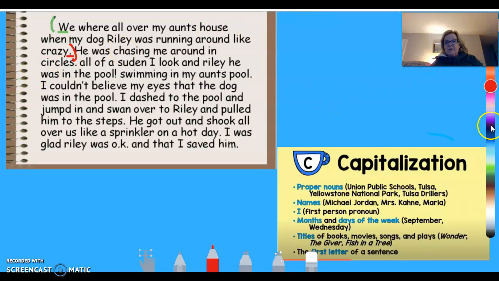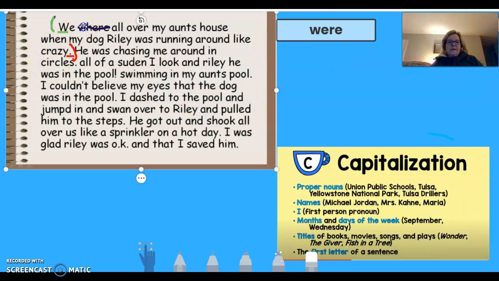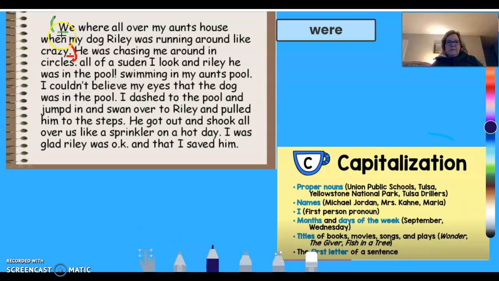However, as I was reading, I noticed that there's something wrong there, and I have the wrong word here. So it should be the word were. So I'm going to take that, put it over here, and let me erase this and make it an underline so that I know this is this. So we were all over my aunt's house when my dog Riley was running around like crazy. I have a capital for the dog's name, so I think I have a complete sentence.